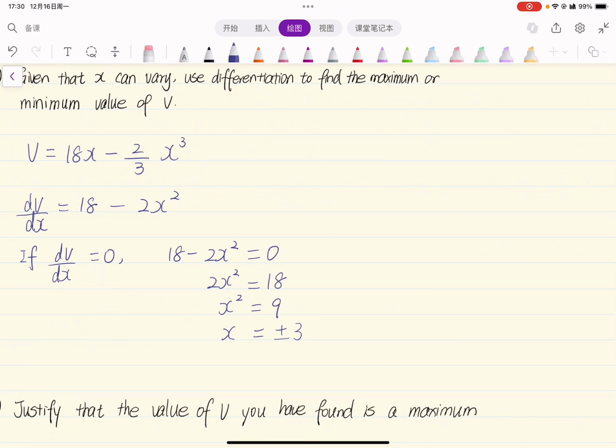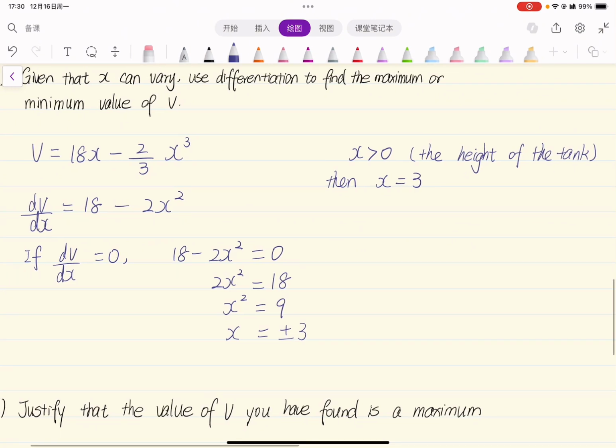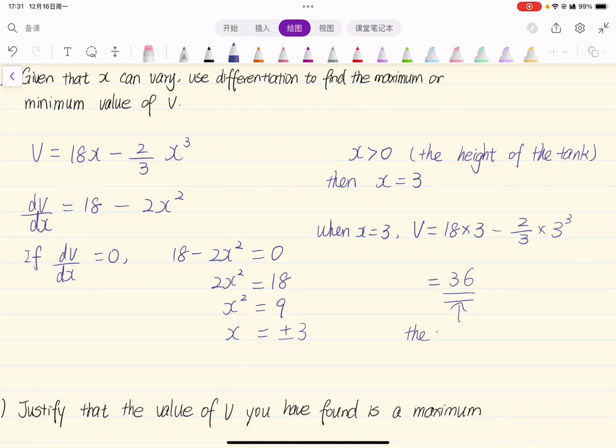You notice that x represents the width and the height of the tank. So x must be greater than 0, since it is the height of the tank. Then we can only have one value, that is x equals 3. So we can get the value of V when x equals 3. V equals 18 times 3 minus 2 over 3 times 3 cubed. That equals 36. So we have the value of V.